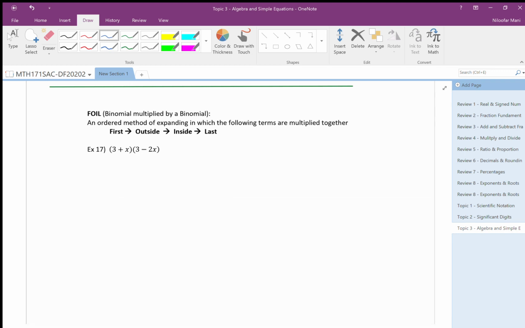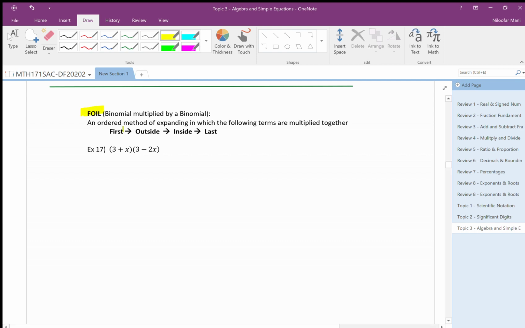Hi everyone, here I continue on the lesson. It's topic 3 and we are going to continue on algebra. So here, if I have multiplication between two binomials, I have two terms multiplied by two terms, and it talks about a term which is called FOIL.